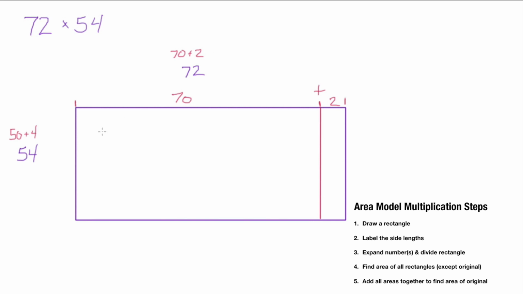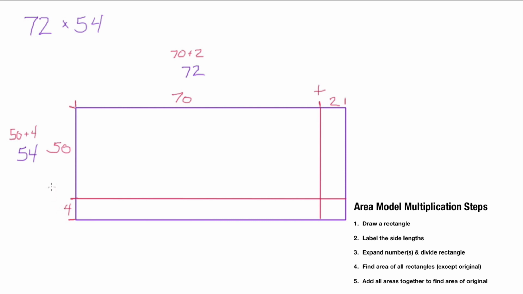I can do the same for 54. So I'm going to draw another line somewhere, let's say around here. We'll go across like that. Again, doesn't need to be perfect, just to represent our thinking. So now this side length from here to here, so there and there, is going to be 50 units. And from here to here, we'll label this 4 units.